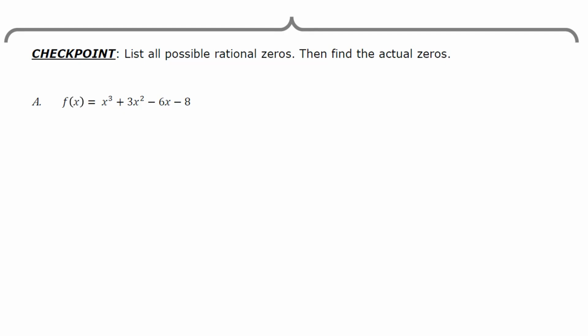All right. So here's your checkpoint. I want you to list all the possible rational zeros and then find the actual zeros. So just what we did together. All right. So we're going to pause the video. I want you to attempt A and then come back and check.